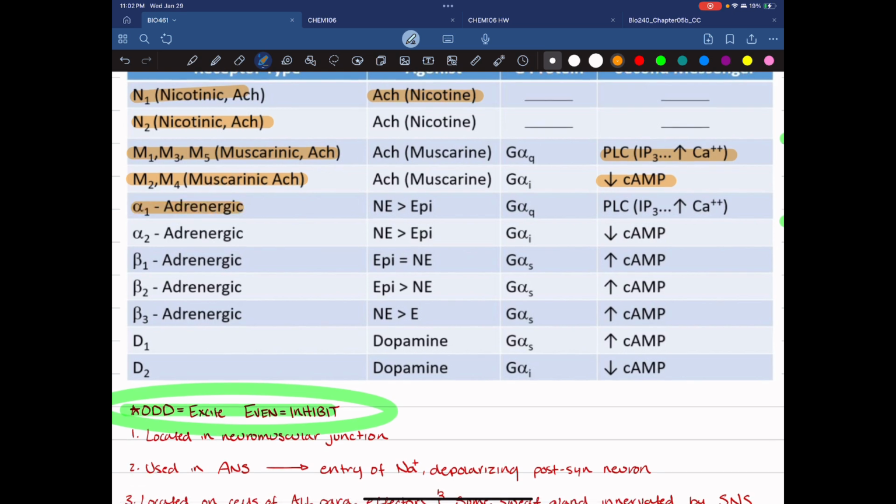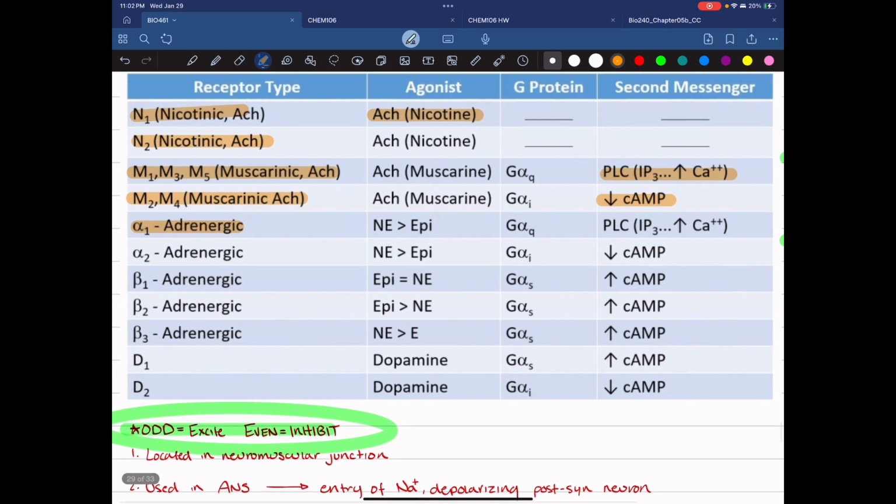And you can see that here with our alpha 1, where it increases calcium, and that's how it actually excites. Our alpha 2 receptor is going to decrease cAMP just like our muscarinic. Beta 1, 2, and 3, all of these are going to increase cAMP. And beta 2, although it looks like it excites things and it's not following the rule of even numbers inhibiting, B2 uses this increase in cAMP to its advantage to help inhibit certain systems.